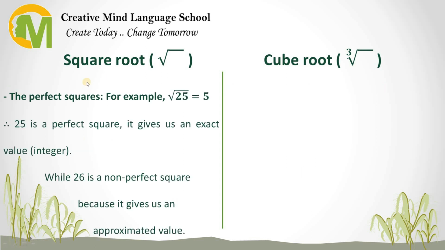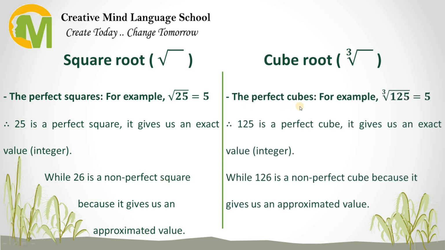Moving on in our comparison between the square root and the cube root. As we said before, we have numbers that we call the perfect squares. For example, the square root of 25 equals 5. 25 is a perfect square. It gives us an exact value or an integer. While 26 is a non-perfect square because it gives us an approximated value. If you put the square root of 26 on your calculator, it will give you an approximated value. So that's why we call 26 a non-perfect square.